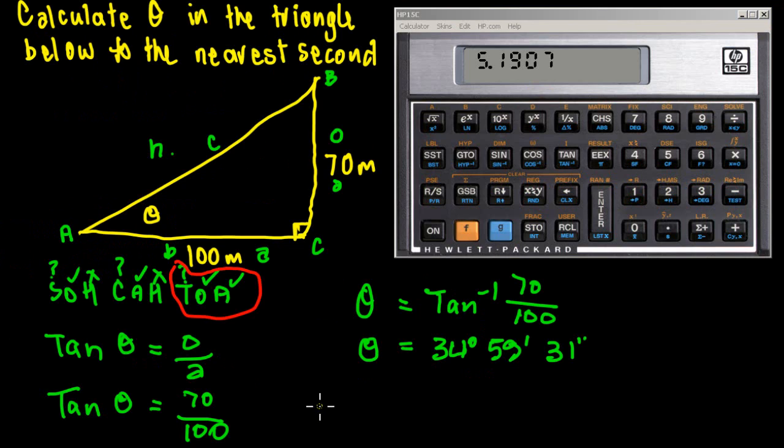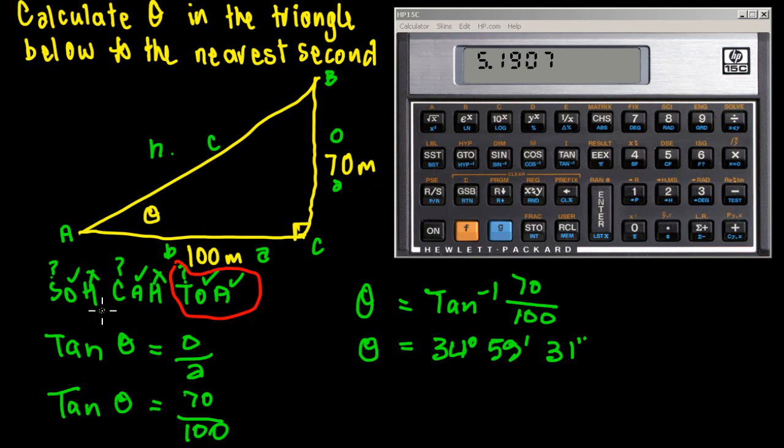Alright, calculate theta in the triangle below to the nearest second. Once again, we've just got them to the nearest meter here. All labelled up A, B, C. Here's our angle that we're wanting. We've got our opposite labelled and our adjacent. So the opposite and the adjacent and the hypotenuse there.